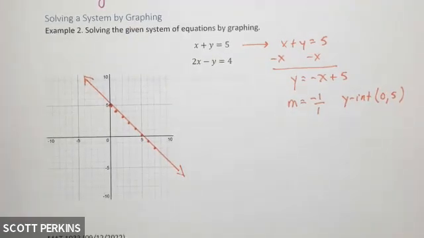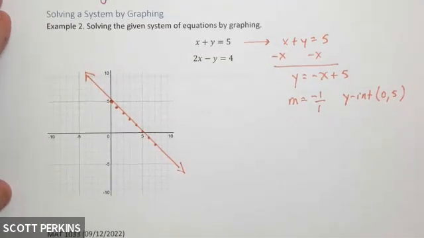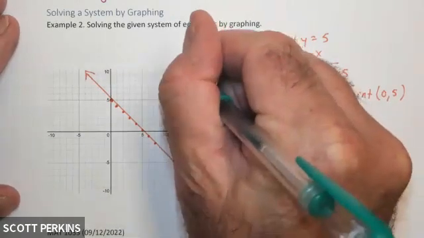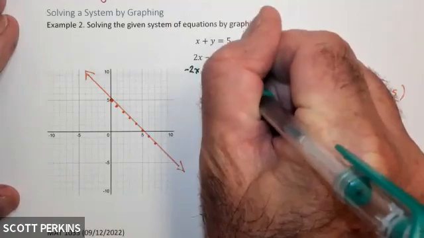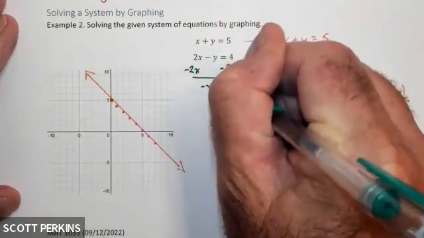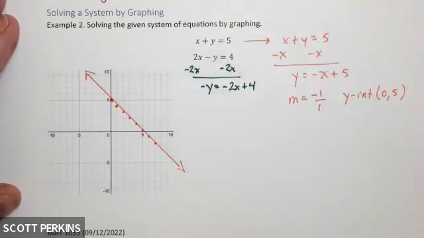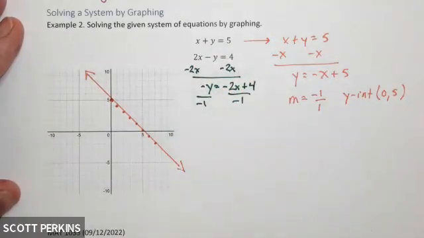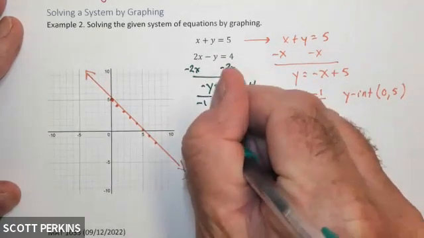Maybe you're working ahead of me. Maybe you're right up with me. That's fine either way. I'm going to graph the second line in the same format. So I'm going to solve that second one for y. I'm going to first subtract 2x from both sides. And I get negative y is equal to negative 2x plus 4. Then I'm going to divide both sides by that negative 1. And don't forget to distribute.